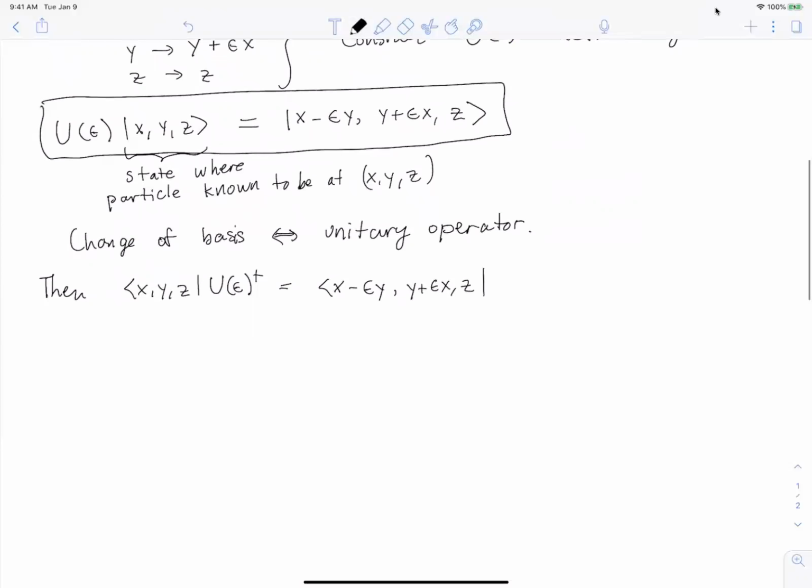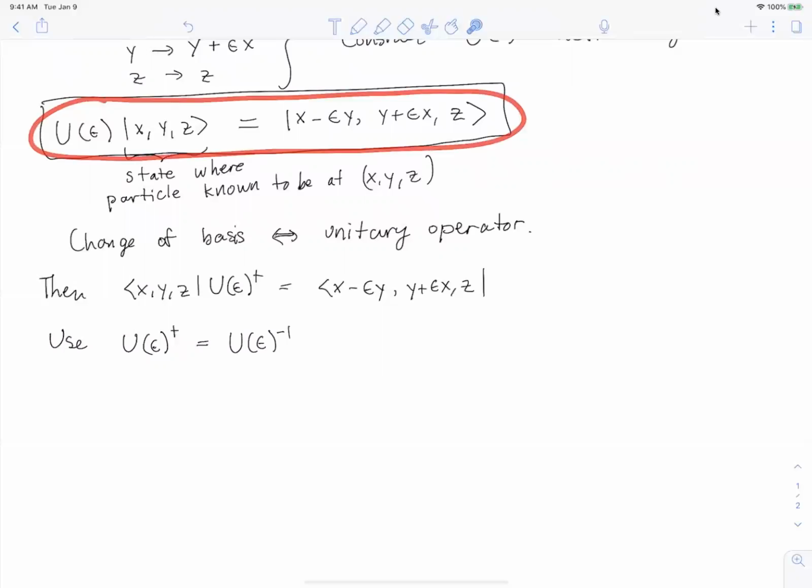Okay, and now we're going to do a little trick. We're going to use the fact that this thing is a unitary operator. So U of epsilon dagger is equal to the inverse of U by the definition of a unitary operator. And then if we look at how the operator acts here, we can see that to undo this, we would just take epsilon and replace it by minus epsilon. So the inverse of U, which is also the dagger of U, is the same thing as U of minus epsilon.